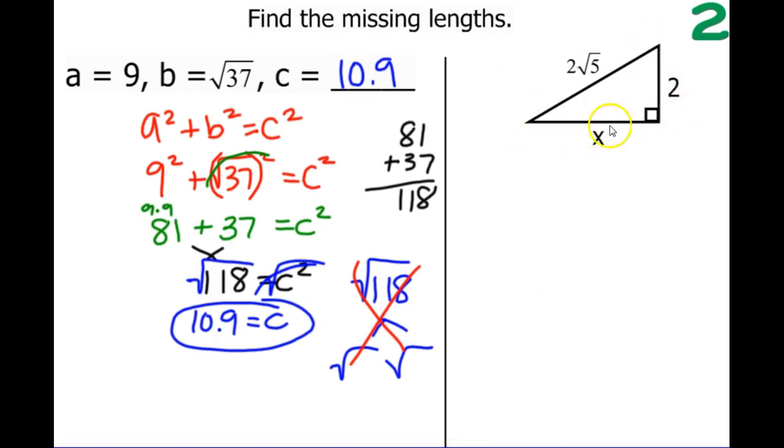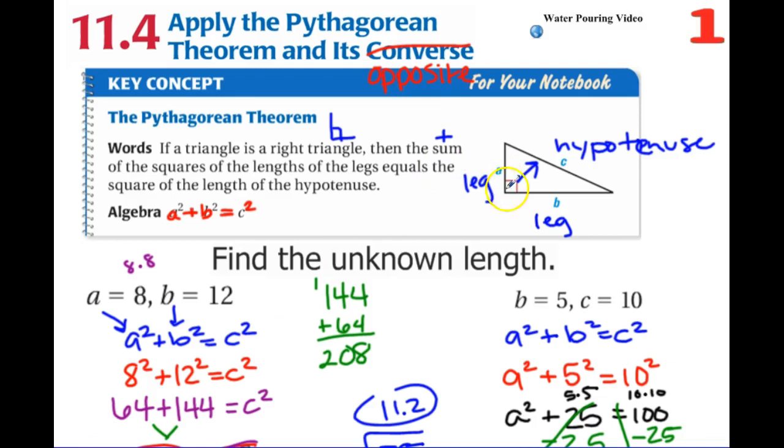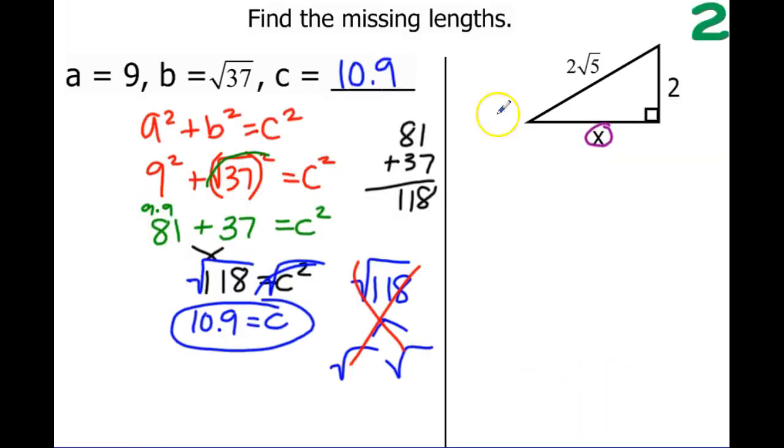Alright, this next one, we want to find out what is x right here, and we don't know what a, b, and c are. We do know, however, from the first slide here, that c is always the longest side, the hypotenuse. So c is always going to be the one that's all by itself. So the one opposite of the square root is c, so this side is c. These ones are a and b. It doesn't matter which one's which. So I'm going to say this is a and this is b.